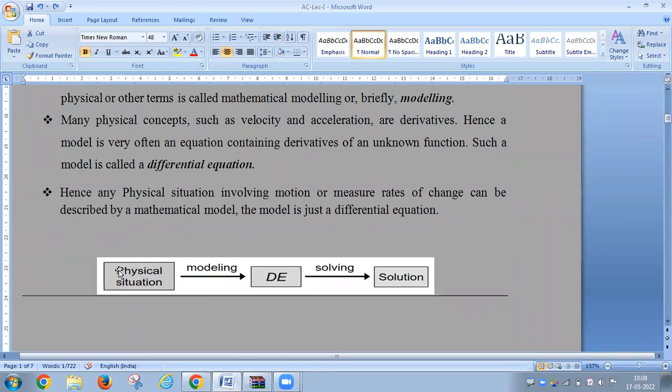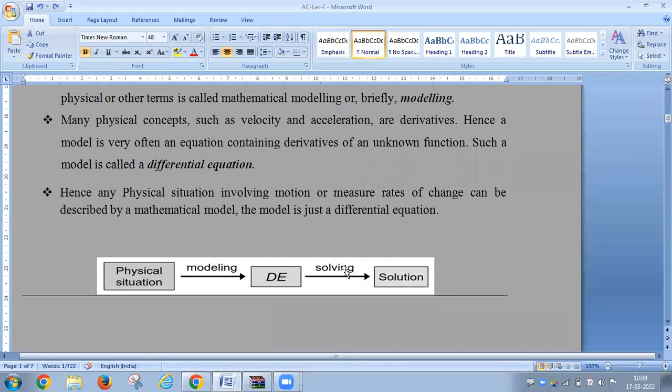In engineering problems, we'll convert a physical problem into a differential equation. We'll formulate a differential equation from the given problem. We'll call it modeling. Next, you'll use mathematical methods to solve that differential equation. Then you will get a solution for the differential equation, and we'll interpret the solution in terms of the given conditions.